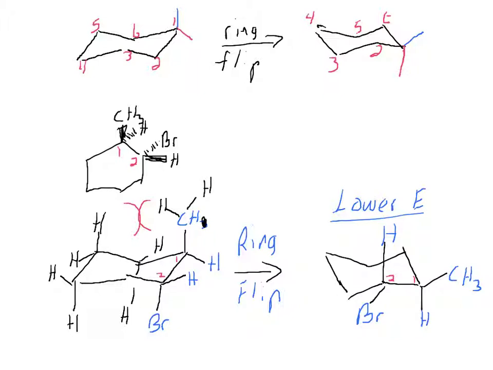So to avoid the diaxial interactions, that's important. Remember, think about how big bromine is. Bromine's a big old atom. These diaxial interactions will make it less stable. So anytime you can avoid electrons getting close to each other, that's what we want to do. Good.